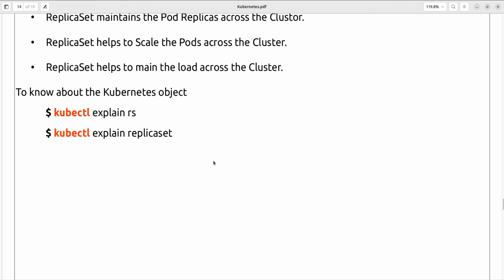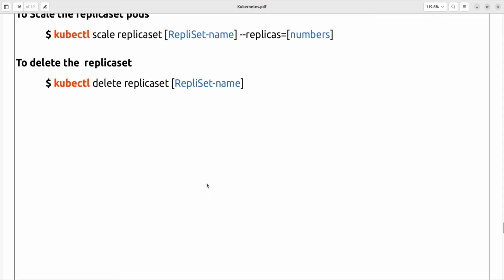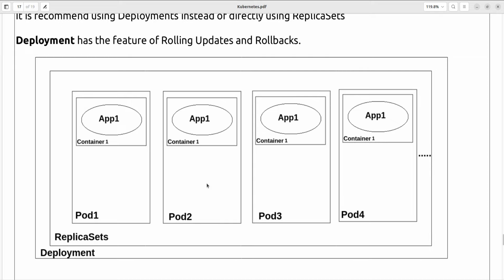Okay, so similar to replica set, deployment is another object, but deployment will manage the replica set. Any deployment, replica set will be there. One deployment will have one replica set, and that replica set will manage the pods. From this diagram you can easily understand. Deployment will have a replica set. Replica set will have pods. Currently in this diagram you can see 4 pods are there, and each pod will have one container, and container will have the applications running.